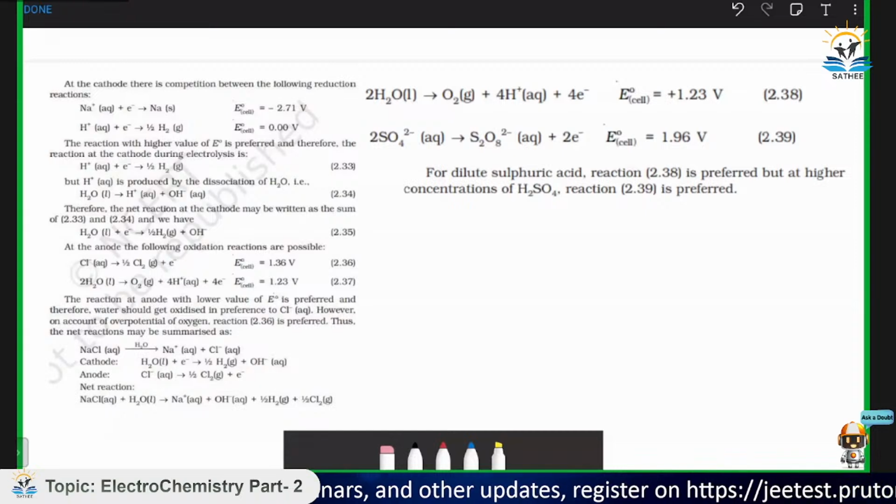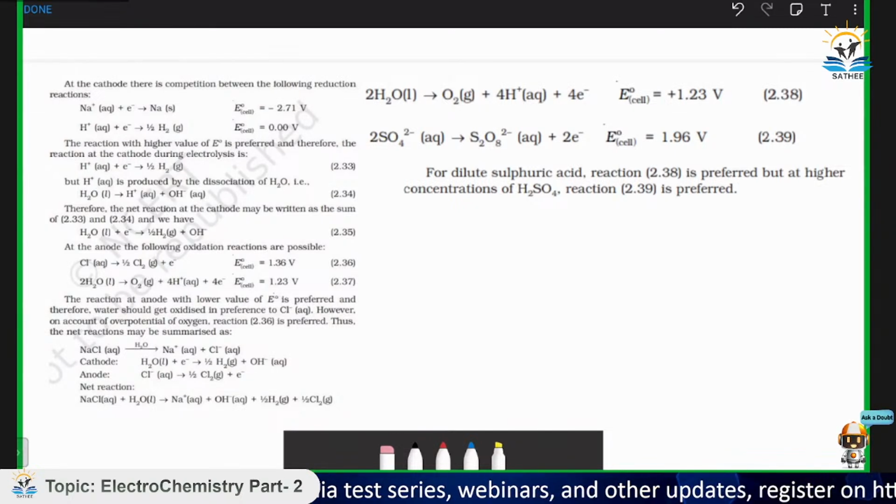Same logic, E should be positive. So higher E0 means it has more tendency of happening. In the Na plus case your Gibbs energy turns out to be positive, so it's non-spontaneous and that won't happen. You cannot push a non-spontaneous thing to happen here. So your H plus turns into H2, and similarly in the anode case, let me continue.